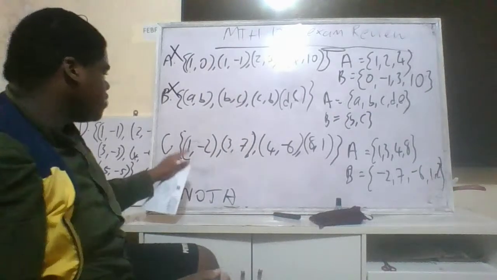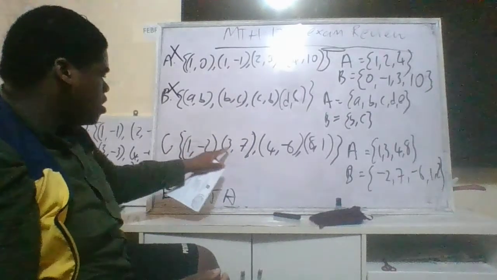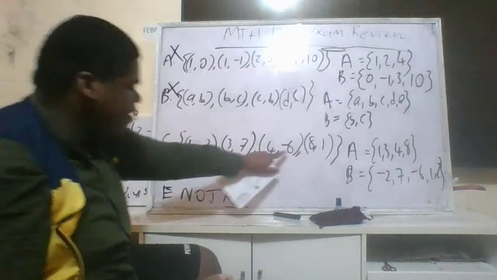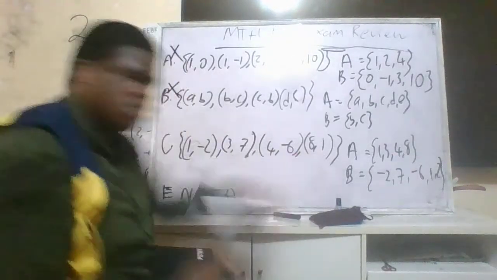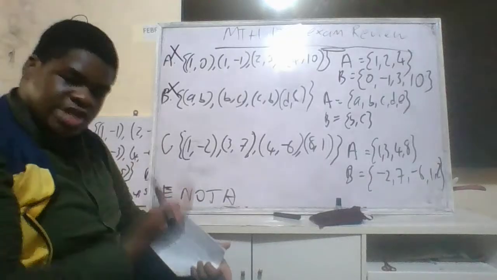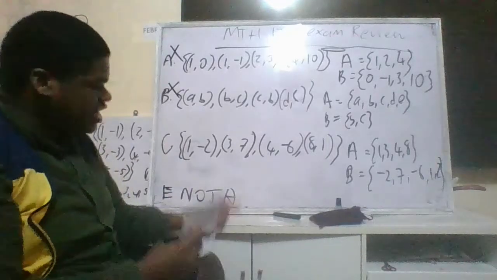Okay, option C. We have 1 mapped to -2, 3 mapped to only 7, 4 mapped to only -6, and 8 mapped to only 1. So it's correct. That passed the first rule. Each husband only has one wife. Let's check the second rule.